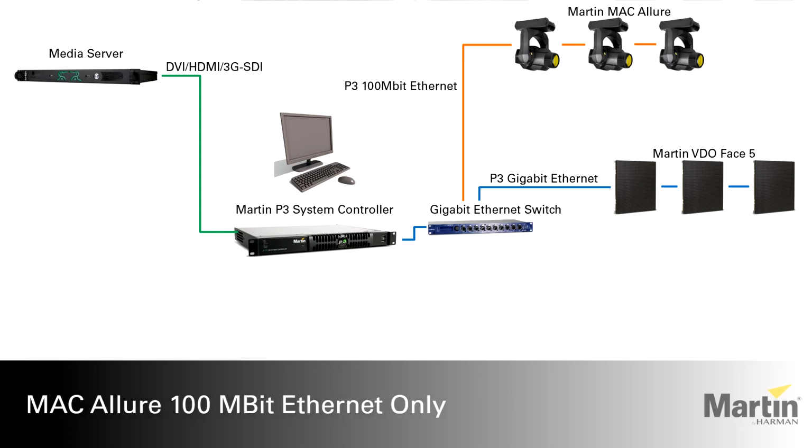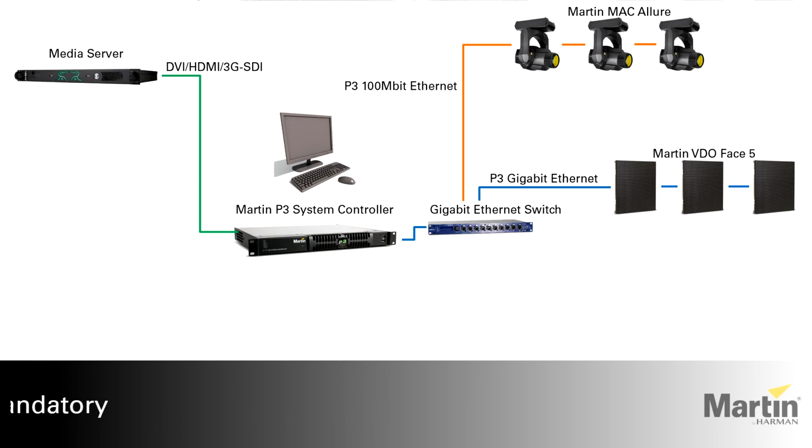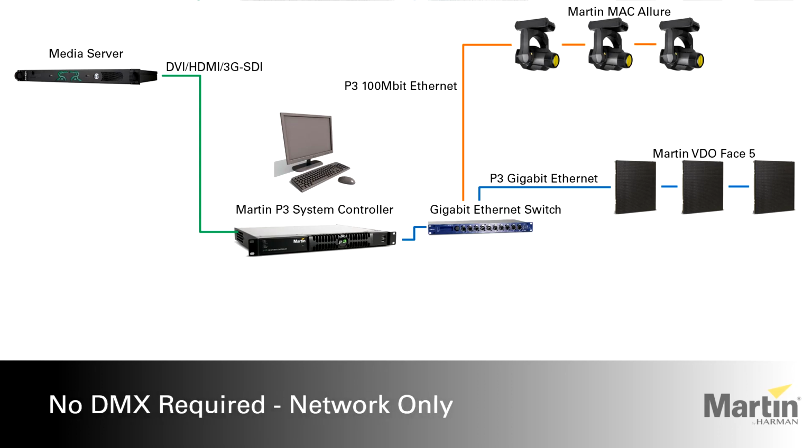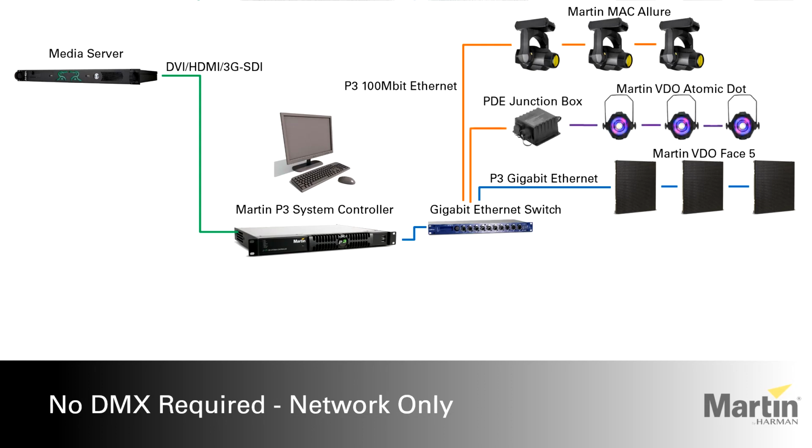The only difference here is that the moving heads only run at 100 megabit Ethernet, so in this case a network switch is mandatory to convert the gigabit speed from the P3 system controller to the 100 megabit speed required for the moving heads. Between the moving heads they are just daisy chained using network cables. No DMX cables are needed in such application, as all data goes over one single network.